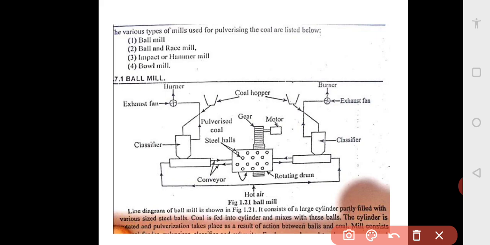A ball mill capable of pulverizing 10 tons of coal per hour, containing 4% of moisture, requires 28 tons of steel balls, and consumes around 20 to 25 kilowatt hour energy per ton of coal. So this is the ball mill; as you have seen, it uses steel balls in the drum. The coal is fed into the drum, and the drum is rotated with the help of a motor and a reduction gearbox. Conveying of the pulverized coal is done by hot air, and it is separated in the classifier, and the flow is controlled by the dampers in the exhaust fan.